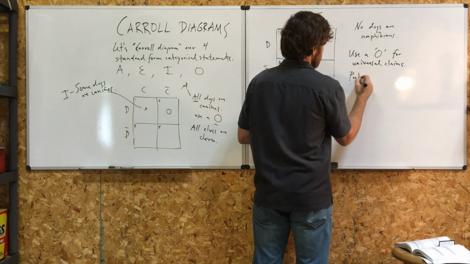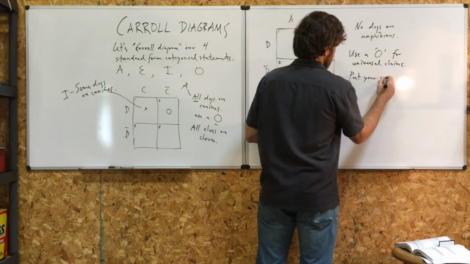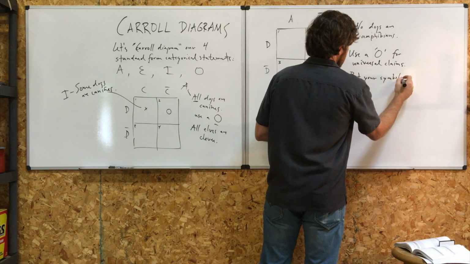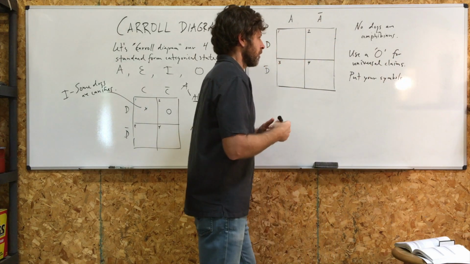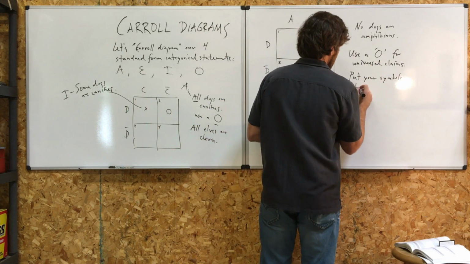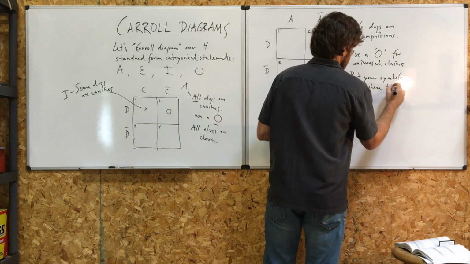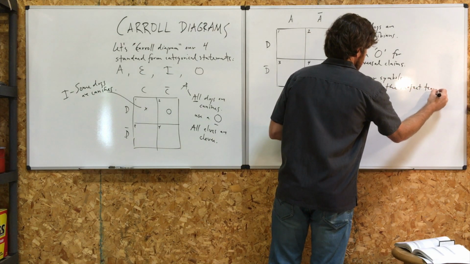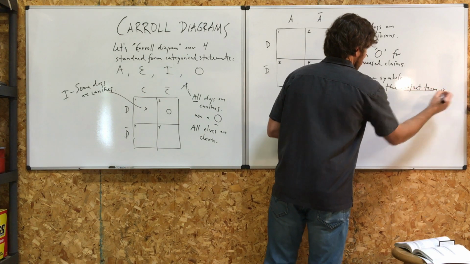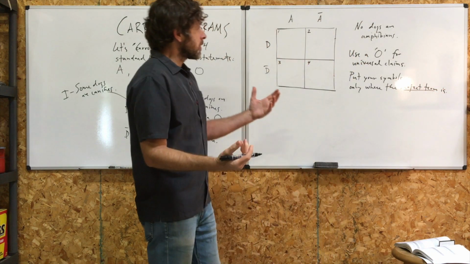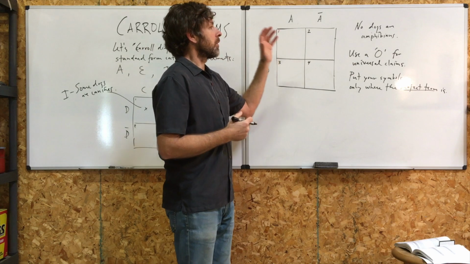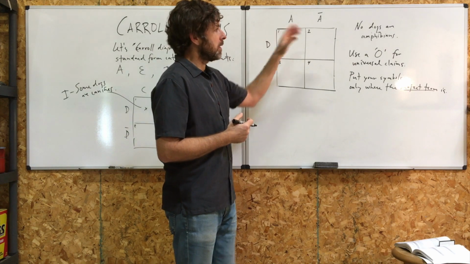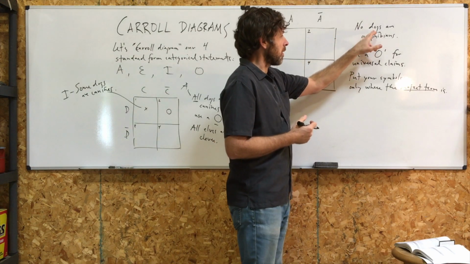Put your symbols, whatever they are, zeros or X's, only where the subject term is. Why? Because you're talking about the subject in these statements. What is the subject? Dogs.